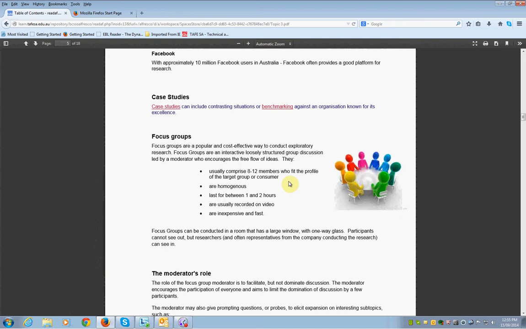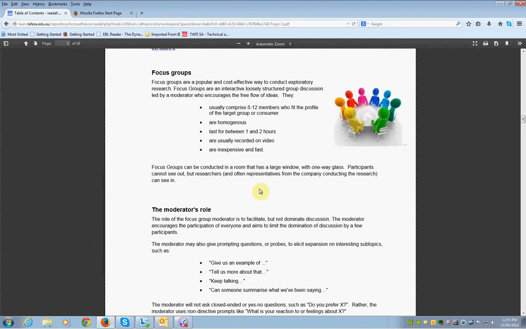During the focus group, you will discuss a number of general topics that you, as the researcher, have decided upon about your business. So let's say you're doing research to work out how to design a perfect website. In that case, you'll probably want to show the website to the focus group and get them to discuss: do they like it or don't they like it?